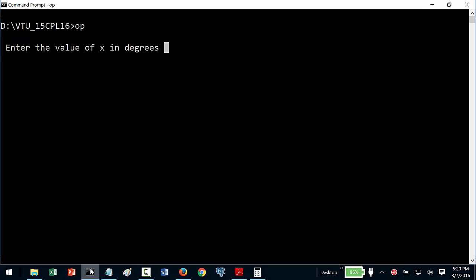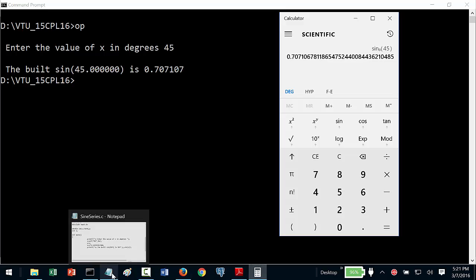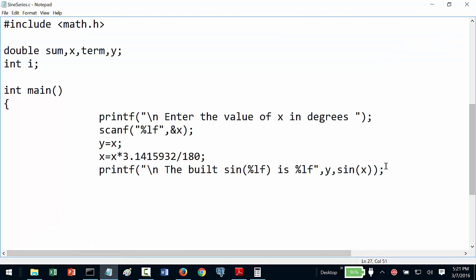So we will give value of 45. So it is giving us sine of 45 is 0.70107. We will take the calculator also. We will say 45 sine. So both the calculator and computer are correct. Only our program has to be correct, right? So our program can be straight away correct if I say printf.